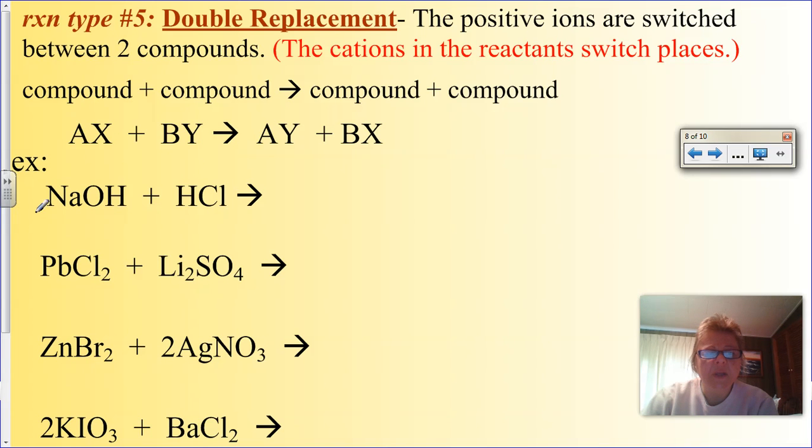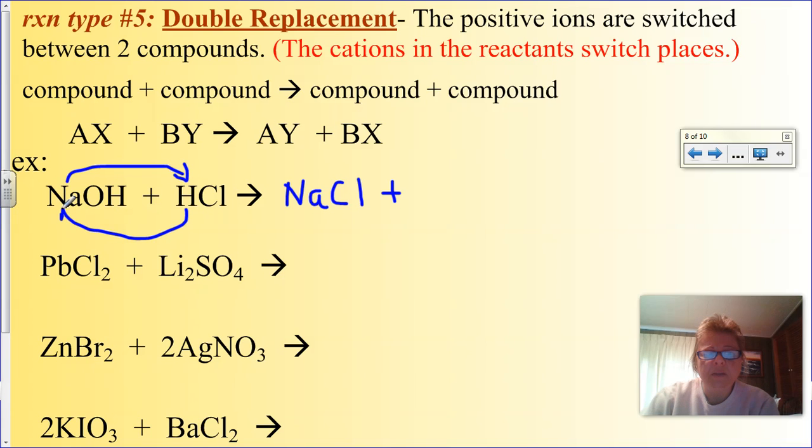We have sodium hydroxide and hydrochloric acid. Now, if you recall, sodium, that is our positive ion, the hydroxides are negative. Over here, hydrogen would be our positive ion, chlorine the negative, and they just switch positions. So sodium is going to come in and be bonded with the chlorine, so we get NaCl, and the hydrogen is going to come over here and take the place where sodium was and bond with the OH group. So we get HOH.